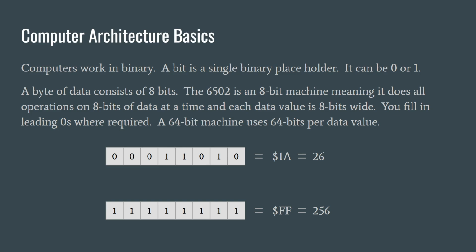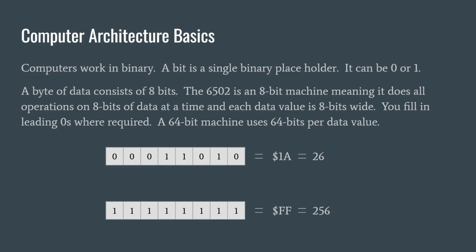Computers work in binary. We covered this in the last class, but we'll briefly cover it again. A bit is a single binary placeholder. It can be either 0 or 1. 8 bits are put together to form what's called a byte. 4 bits come together to form a nibble, so you have 2 nibbles that form a byte.